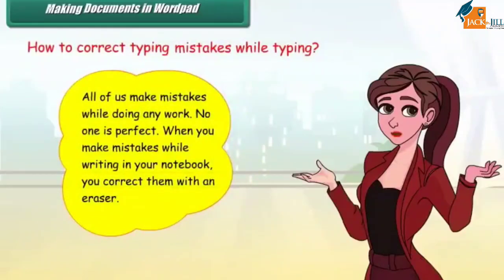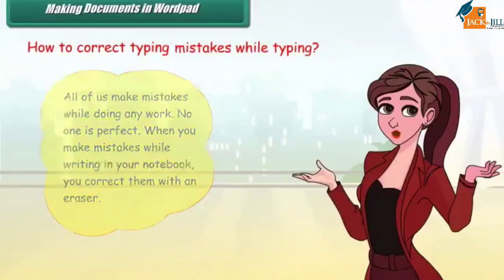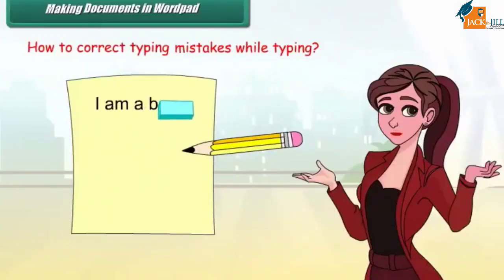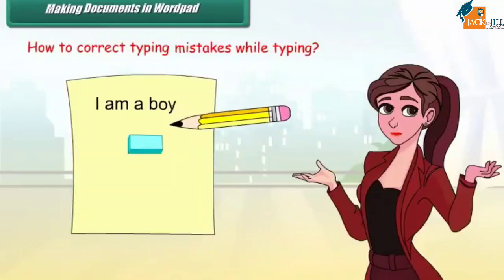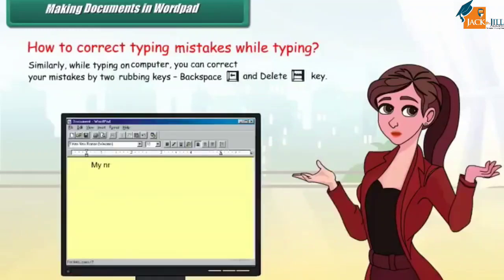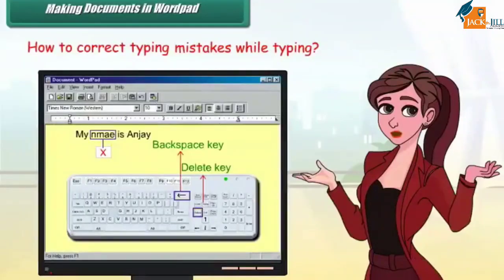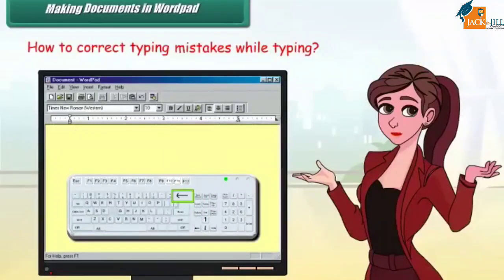How to correct typing mistakes while typing? All of us make mistakes while doing any work. No one is perfect. When you make mistakes while writing in your notebook, you correct them with an eraser. Similarly, while typing on a computer, you can correct your mistakes by two rubbing keys, backspace and delete key. The backspace key rubs one character at a time to the left side of the cursor.